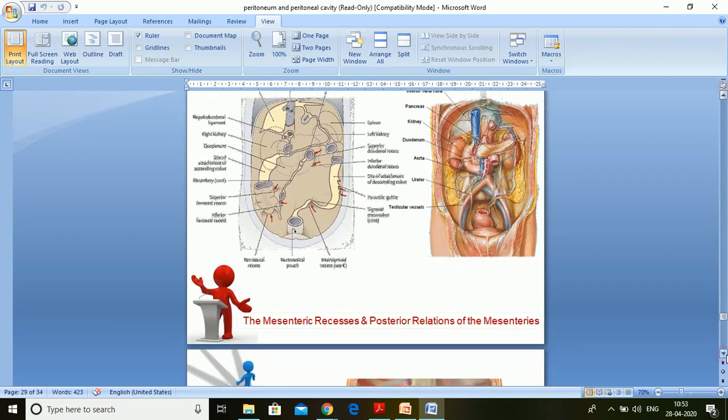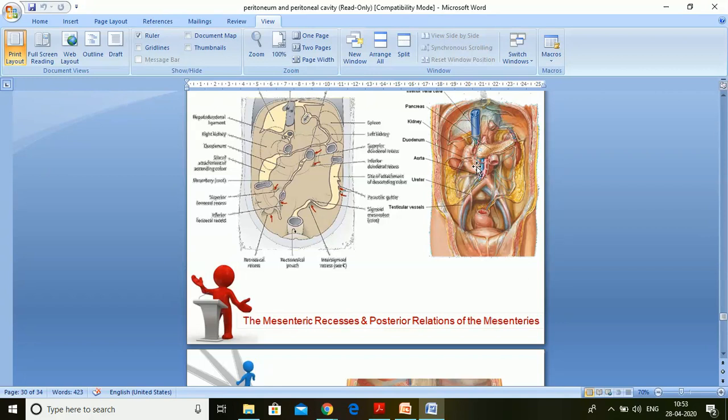So these are the mesenteric recesses and the posterior relations of the mesentery. Once the mesentery is completely removed, what are all the structures which are seen behind the root of the mesentery? You can find the IVC, the retroperitoneal organs like the pancreas, the spleen, both the kidneys, right and left, and the abdominal aorta bifurcating into the common iliac vessels, the formation of the iliac veins, and the body of the vertebra. So this becomes a posterior relation to the peritoneal sac.